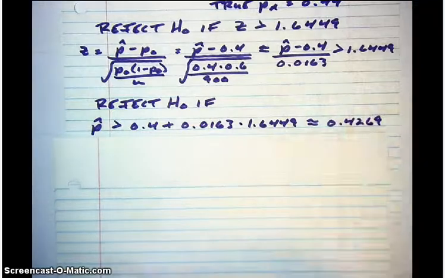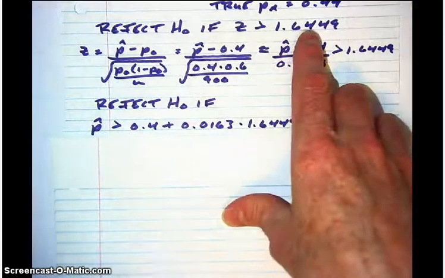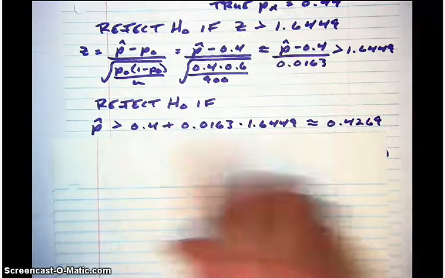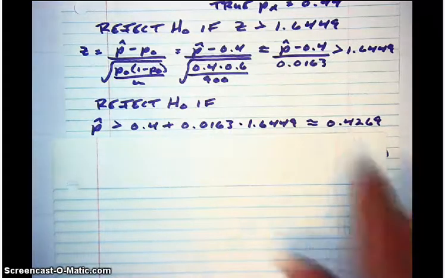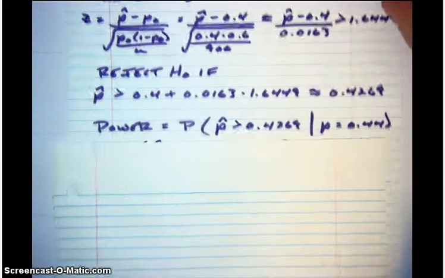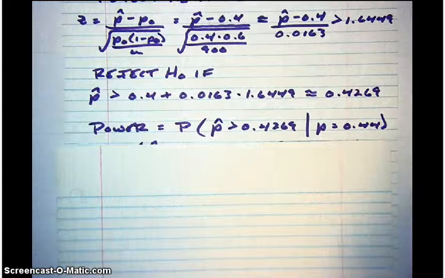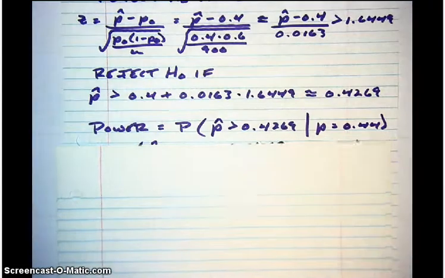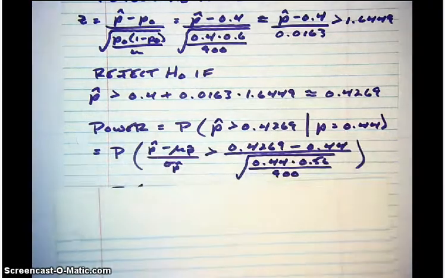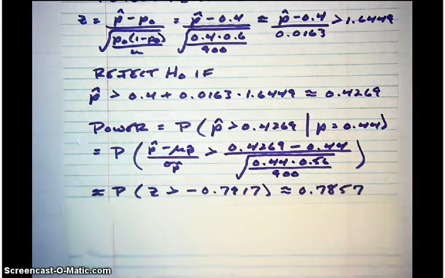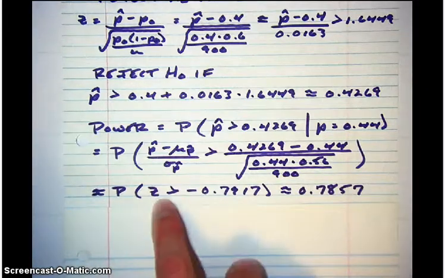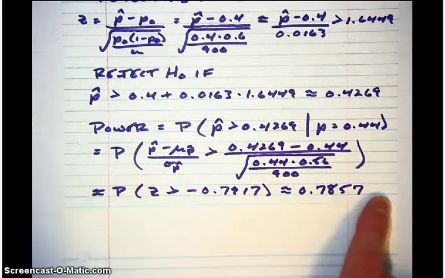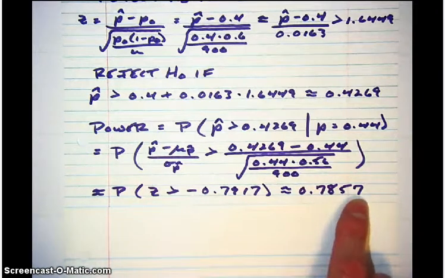So again, what I did was I went from the 99th percentile to this value of z, and I unstandardized to get these values of p-hat that would cause me to reject. So I'm going backwards using what I know about normal distributions. And now I'm going to go forwards. I'm going to calculate the probability of getting a p-hat bigger than 0.4269 if the true p is 0.44. To find that, you standardize, and you're going to reject if you get a z that's bigger than negative 0.7917. And the probability of that happening is 0.7857, almost 80%.